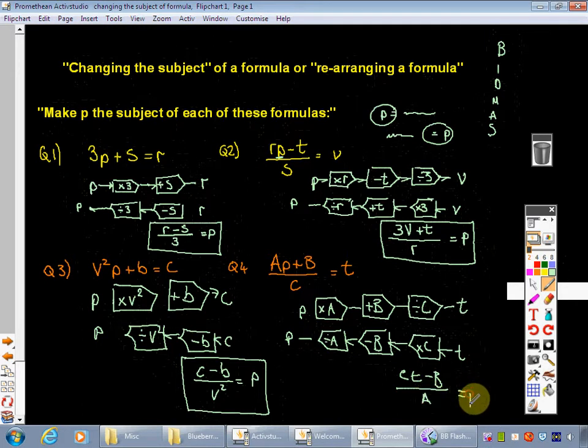I'm very happy with that. The only thing I'm not happy about is that c there looks a little bit more like an e, but it's a bit hard to adjust sometimes. That's made it worse. There we go. Ct minus b all divided by a.